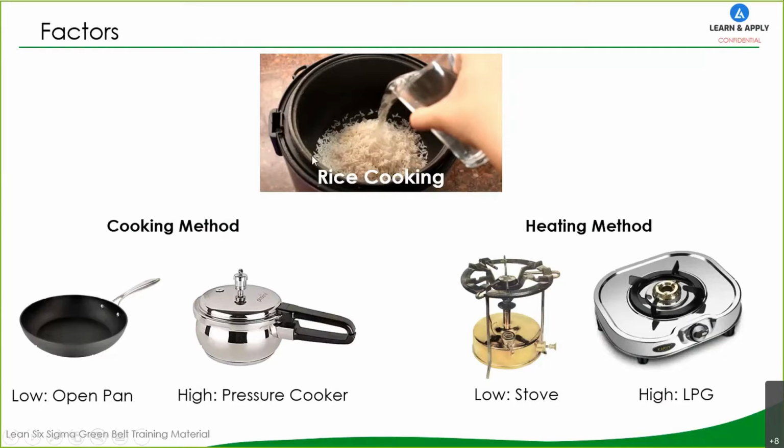So this is the Y, cooking time, cooking method and heating method. These are the two factors. And low, open pan, pressure cooker, stove and LPG, these are the levels of each factor. Is it clear?